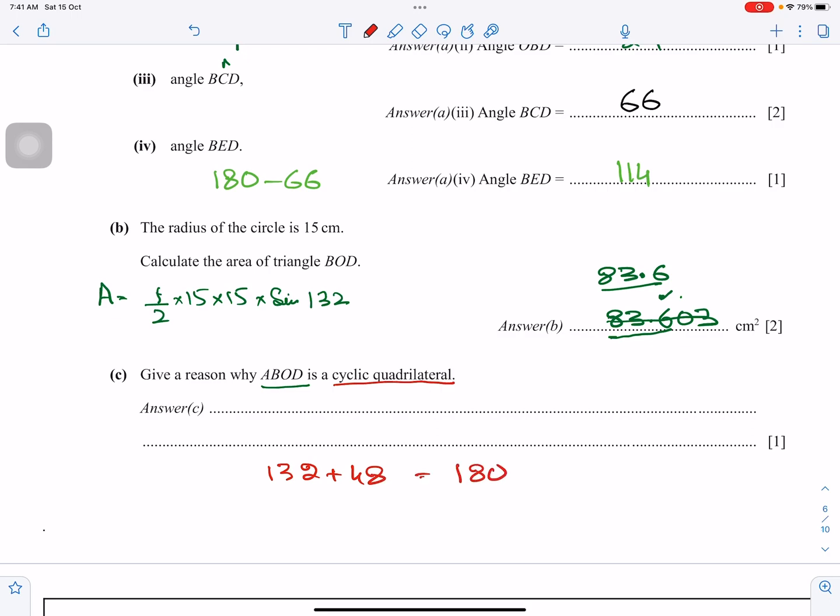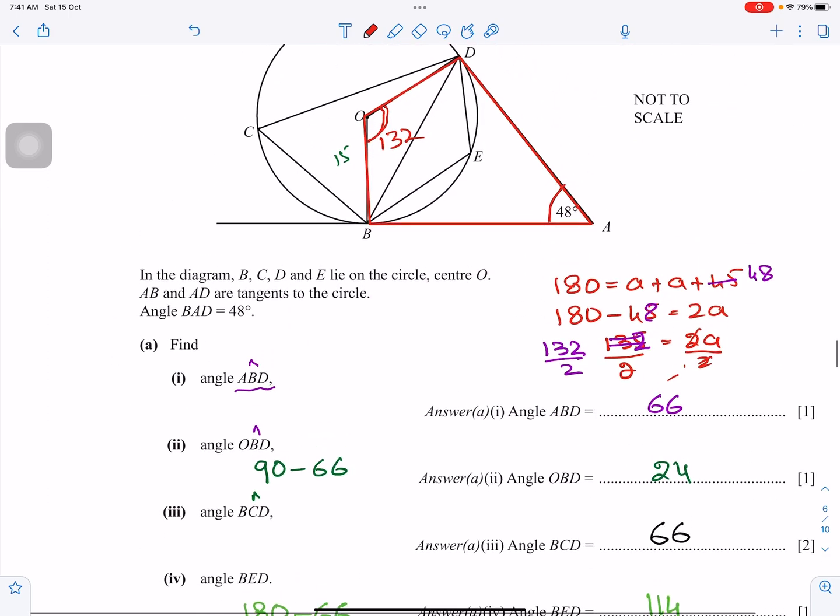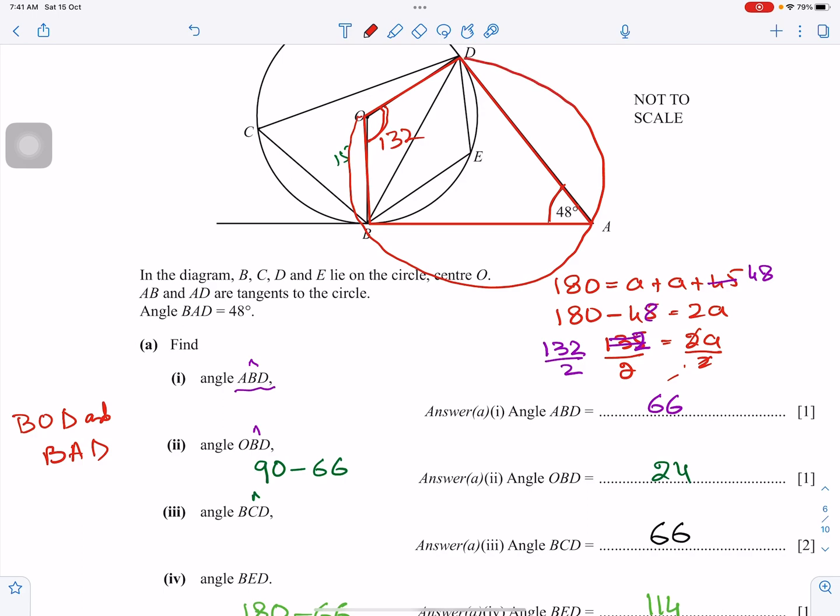So you can write here, since the opposite angles BOD and BAD, you can write DAB also, are supplementary, hence ABOD is a cyclic quadrilateral. It means there is a center. If you draw the circle, it will pass through all these points. This is the meaning of the question.